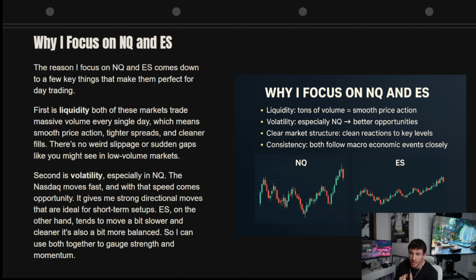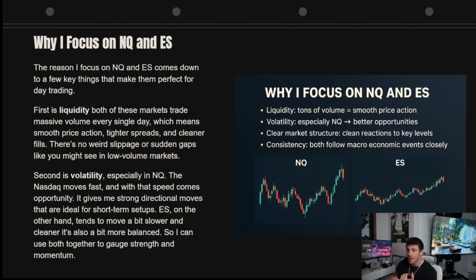First is liquidity. Both of these markets trade massive volume every single day, which means smooth price action, tighter spreads, and cleaner fills. There's no weird slippage or sudden gaps like you might see with low volume markets, correct? Second is volatility, especially with NQ. The NASDAQ moves fast. With the speed comes opportunity, right? Because we're trying to predict the overall move of the trend for the New York session. That's going to get covered in the MastroFutures Blueprint 2.0. Let's not get too ahead of ourselves. You guys can go over that and watch that later.